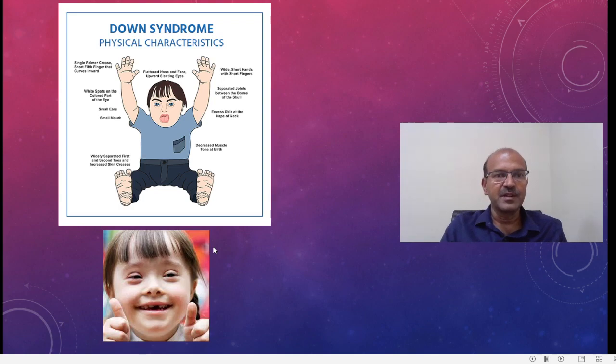So you have Down syndrome, which has typical features. If you see one child with Down syndrome, you would be able to pick up this pattern. Recognizing the pattern is called gestalt recognition, and we don't need to do any tests. Once you've seen a few children, you know that this is Down's. Some of them are borderline, and we may need to review that as well by genetic testing.